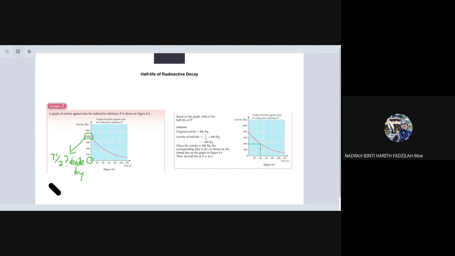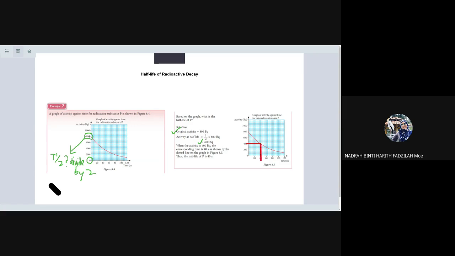Barulah kita akan dapat what is the half-life activity. Sebab itulah kita tengok pada solution ni, original dia ada 800 BQ, at half-life dia dah jadi separuh, tinggal 400 BQ. So we know already the activity is 400 BQ. So kita tengok pada graph, bila 400 BQ, the position at Y is 40 seconds. Okay.